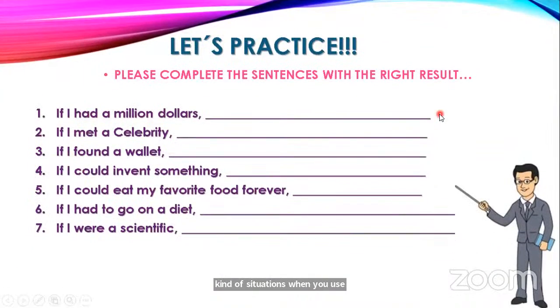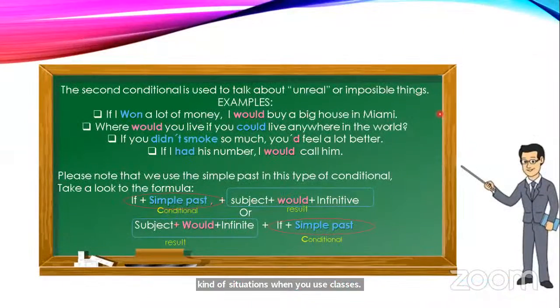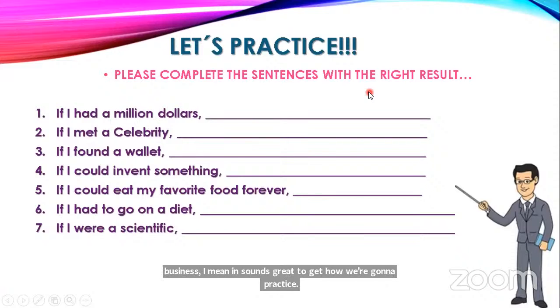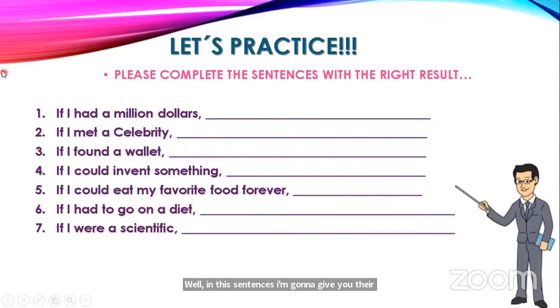Now, let's practice. If you don't have questions, practiquemos si no hay preguntas, chicos. Questions? No? It's clear? Yep, perfect, no questions. Let's practice. No se olviden, vamos a practicar. How are we going to practice? Well, in these sentences, I am going to give you the condition. Those are the conditions. Now, what are you going to do? You are going to give me the result. Yo les voy a dar la condición y ustedes me van a dar el resultado.